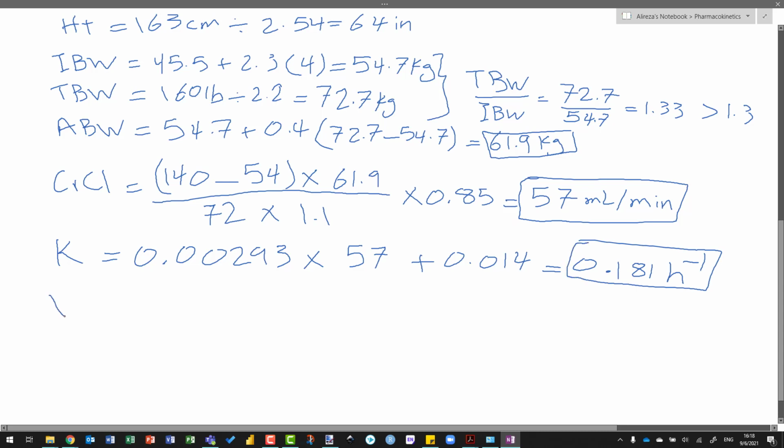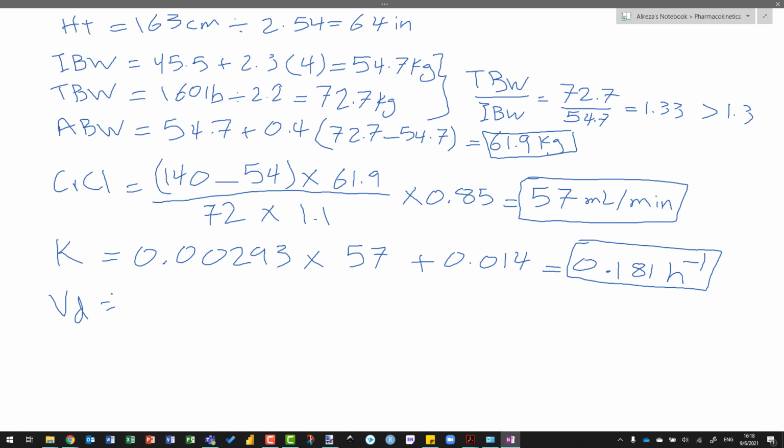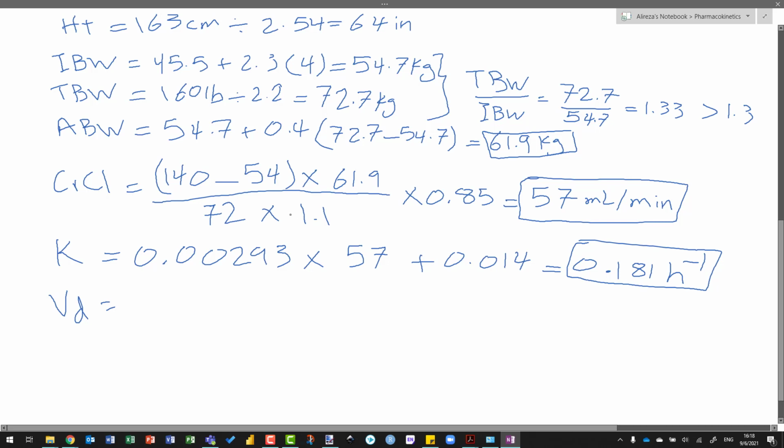Next, we can calculate volume of distribution for this patient. Nothing in the case indicated that this patient is dehydrated or overhydrated. So we use the value 0.25 liters per kilogram. And we use the weight of 61.9 kilogram, which gives you 15.5 liters. So the kilograms cancel, and this is in liters.